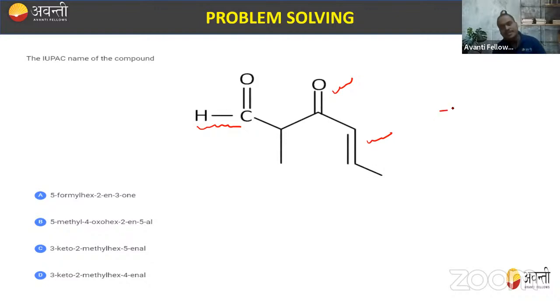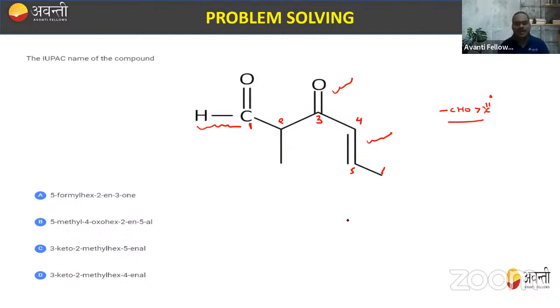Always remember, CHO will get priority, then C double bond O, right? So always remember this thing. Out of ketone and aldehyde, aldehyde will be given priority as a functional group. So numbering will start from which side? 1, 2, 3, and if you start from here, then 1, 2, 3, 4. So it is better to start here. That is 1, 2, 3, 4, 5, 6.